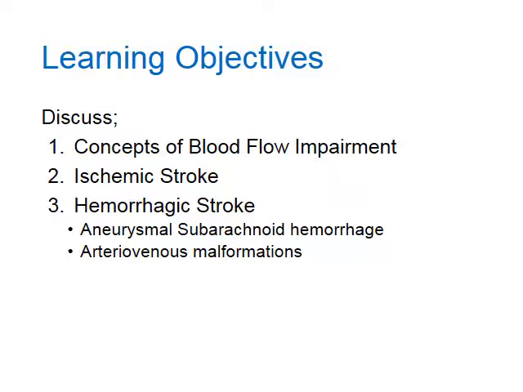So, learning objectives: we're going to quickly talk about some concepts of blood flow impairment, and number two, we will talk about ischemic stroke and hemorrhagic stroke. In particular, when we talk about hemorrhagic stroke, there are really only two types we're going to talk about. One is the most important, which is subarachnoid hemorrhage, or SAH. And we will talk briefly about something called AVMs, which are arteriovenous malformations.